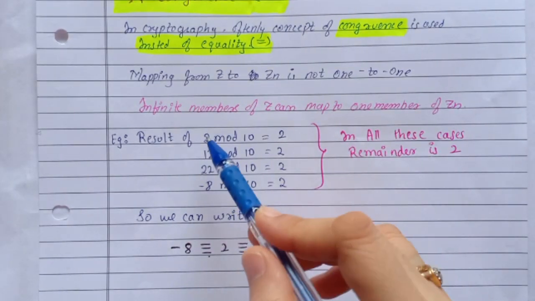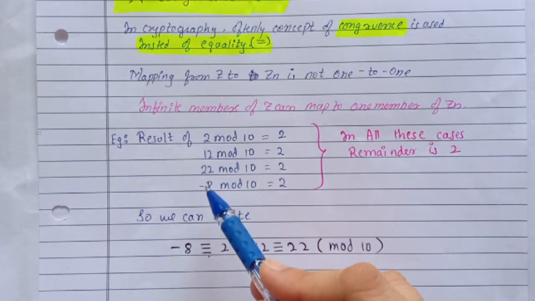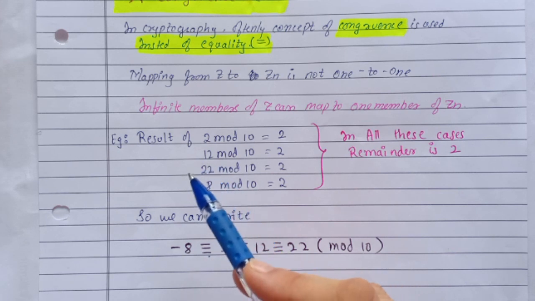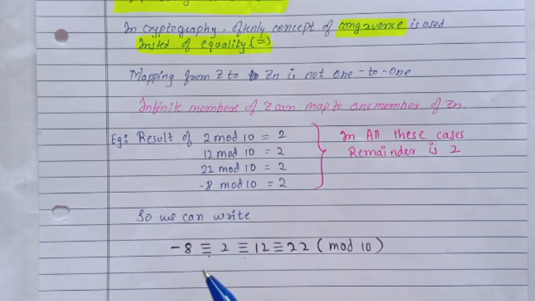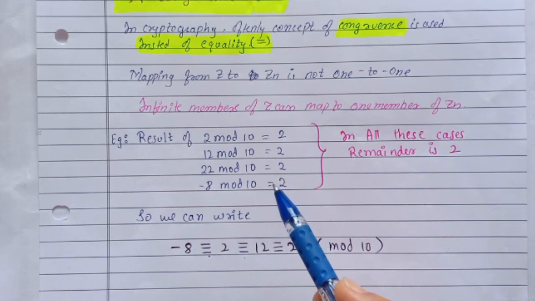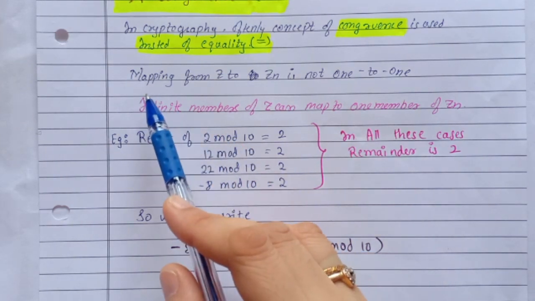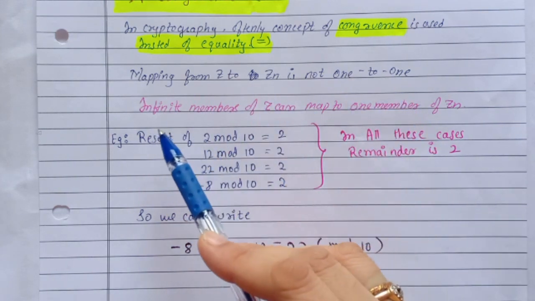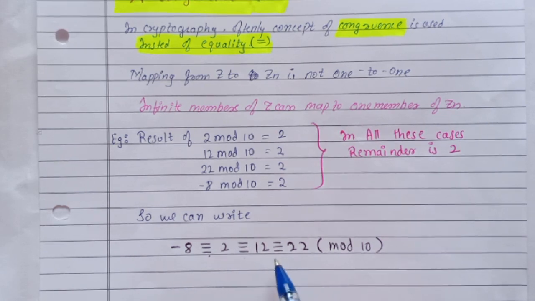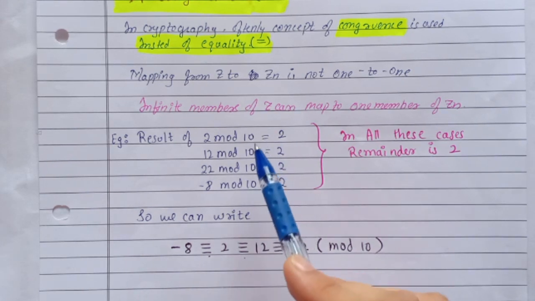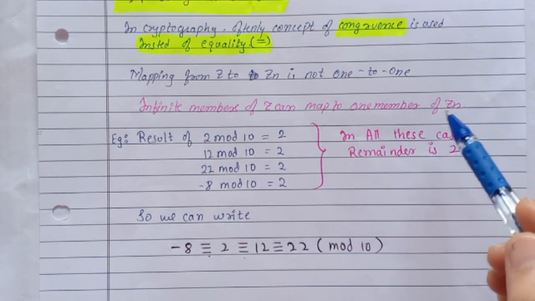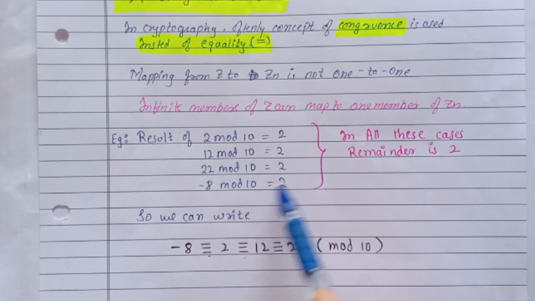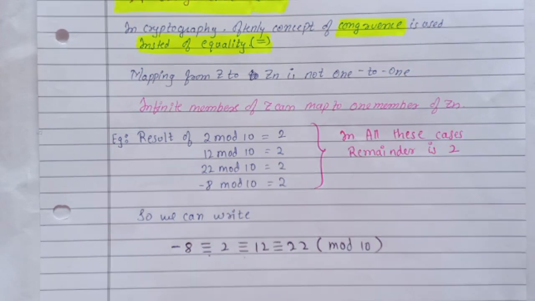All these numbers, 2, 12, 22, minus 8, we took from set Z, and the remainder we got, 2, is from set Zn. Thus we said that the mapping from Z to Zn is not 1 to 1, and we can map many numbers, infinite members of Z, to one member of Zn, which we did using this congruency relationship.